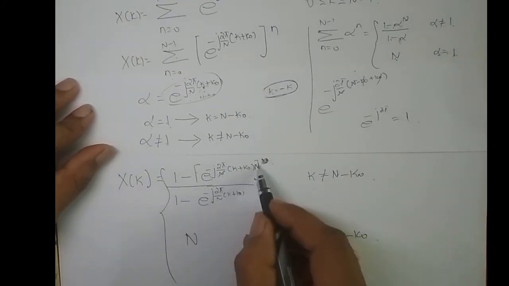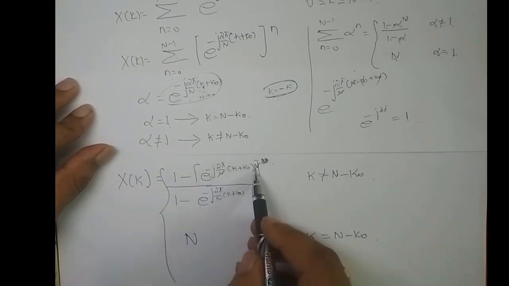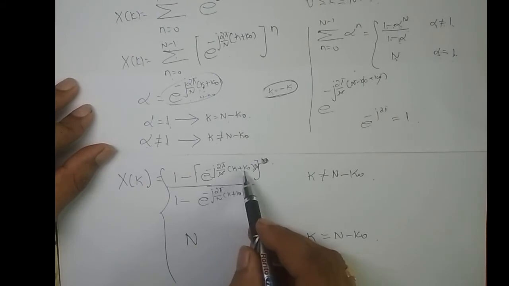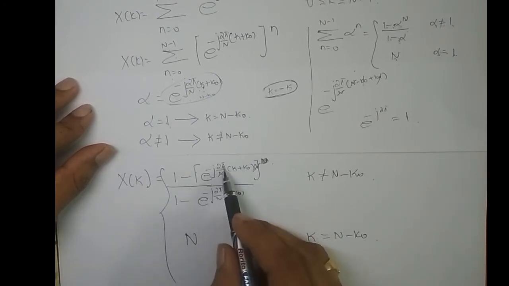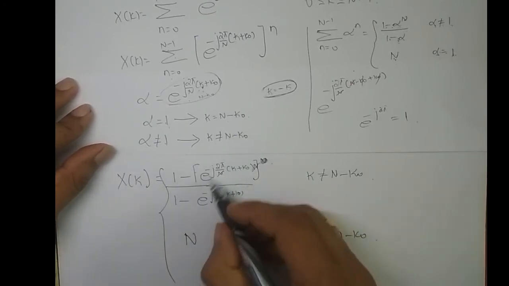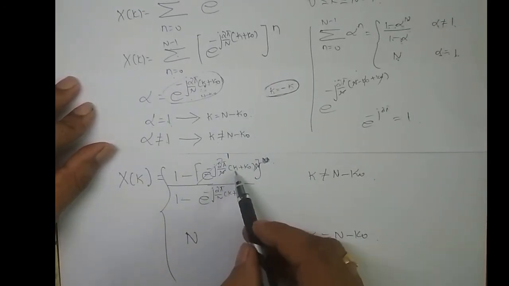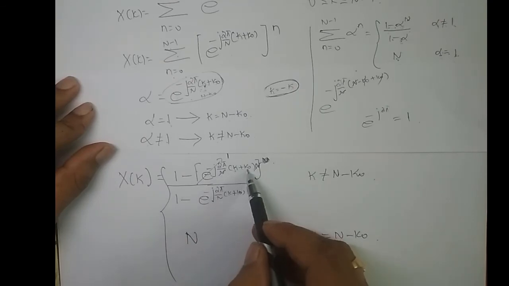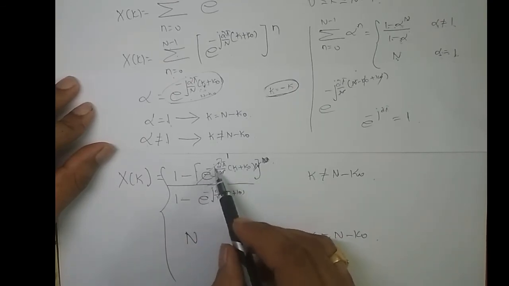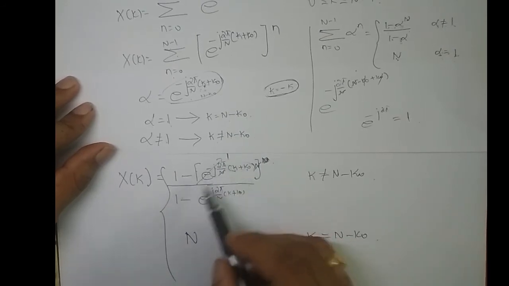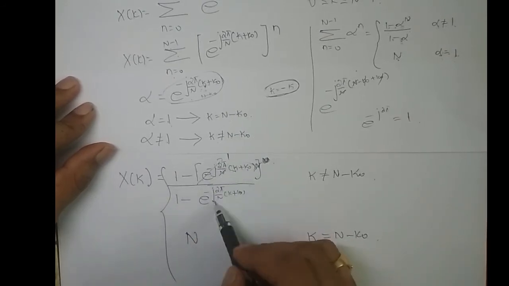This N cancels out, no? So if this N cancels out, what is this? E power minus j 2 pi into k, k is an integer, plus k naught is an integer. Integer plus integer is an integer. So e power minus j 2 pi times an integer multiple is always 1, right? So this entire thing is equal to 1. I repeat again, k is an integer, k naught is an integer, integer plus integer is an integer. So e power minus j integer multiple of 2 pi will always be 1. Okay, so 1 minus 1 is 0, 0 divided by anything is 0.